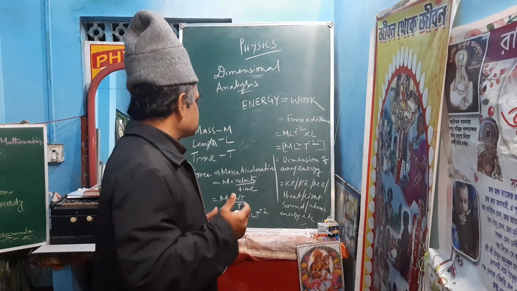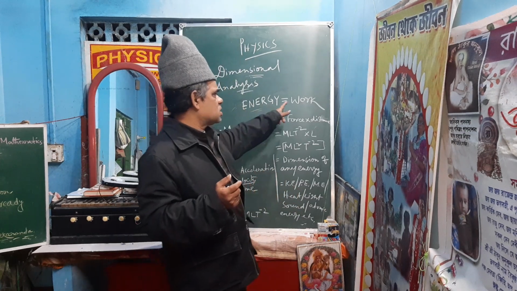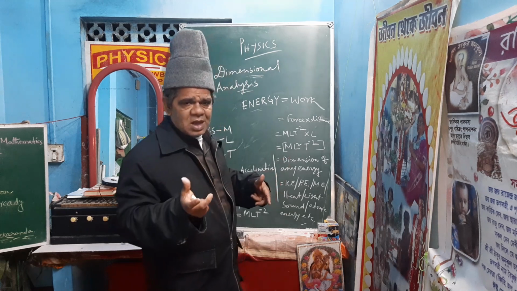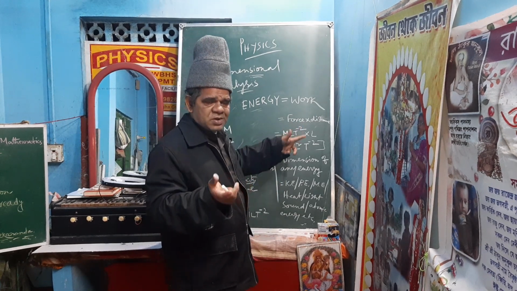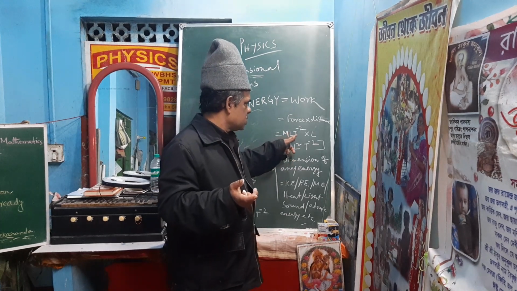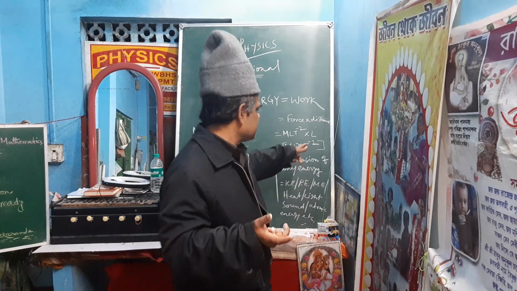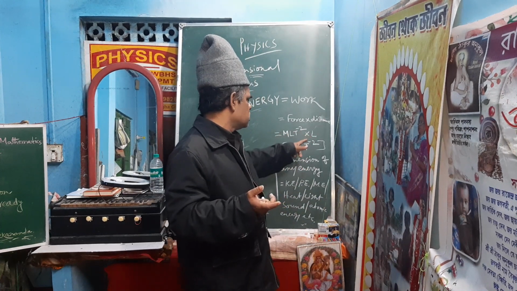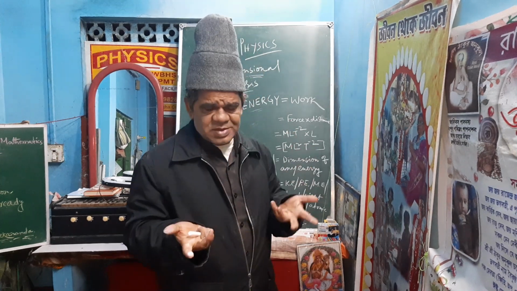Now come to the point. Energy is equal to, we know, work. That is equal to force into distance. So as we have got the dimension of force as mLT minus 2, I have written here mLT minus 2 into distance. Distance means length, so that's why L. And when L is multiplied with mLT minus 2, we are getting mL square T minus 2. This is the dimension of energy.